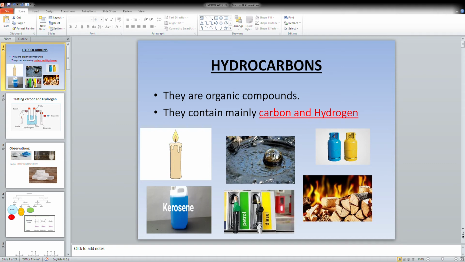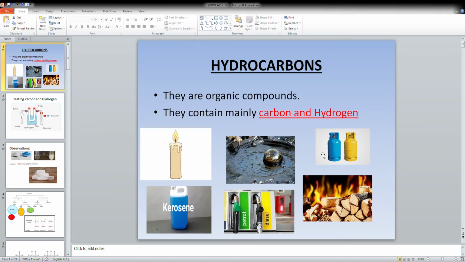Among our daily uses, we use so many types of hydrocarbons. The candle wax is made out of hydrogen and carbon. The biogas from marshy lands, where we can see bubbles coming, is methane, which contains carbon and hydrogen. LP gas is a mixture of butane and propane. Kerosene is also a hydrocarbon, and diesel, petrol or firewood all contain hydrocarbons. So we use hydrocarbons everywhere.